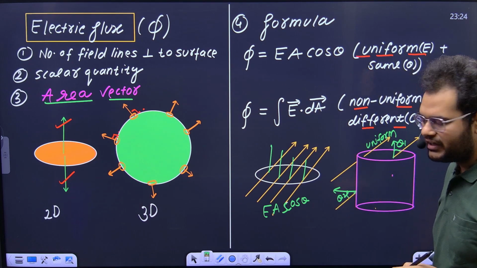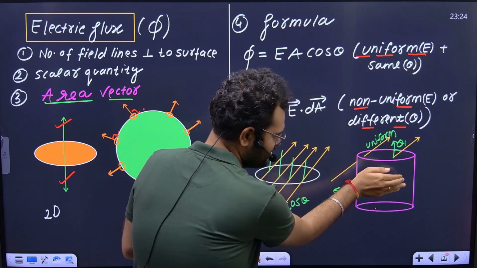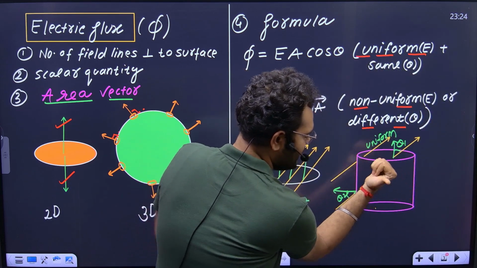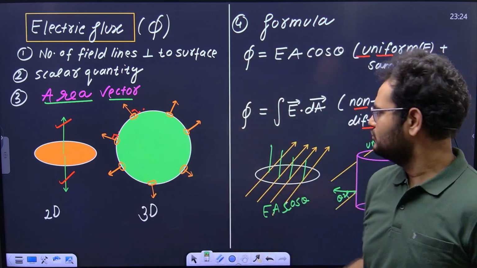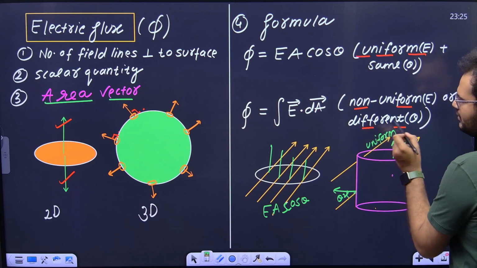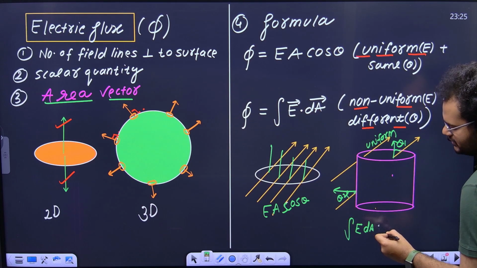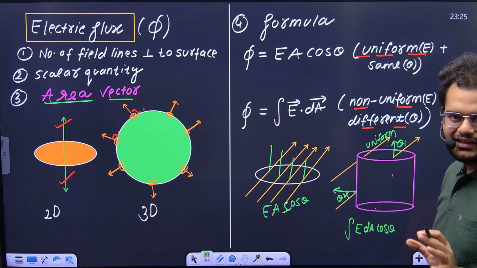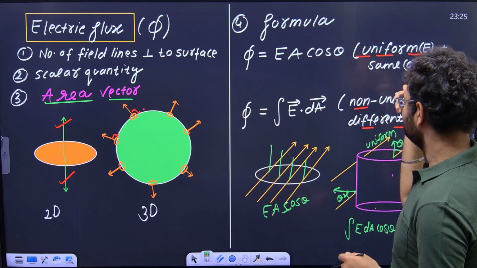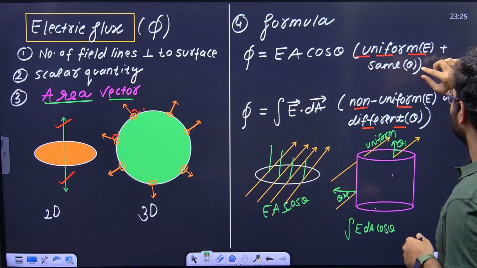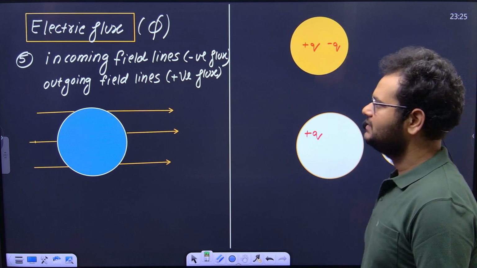It is different, correct? The area vector over here is on a curved surface like this. So the area vector is like this, and where is your field? It is like this. So the angle is again different. Therefore the integration formula should be used, that is the integral of E dA cos theta. Are you getting it? If you want to use the simple formula, both conditions should be satisfied: the angle should be the same and the electric field should be uniform. Very good. Let us see the next property.